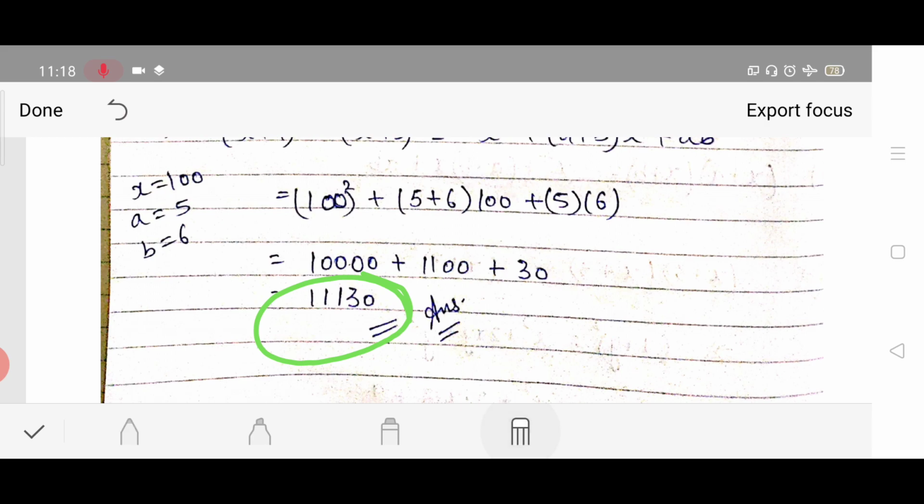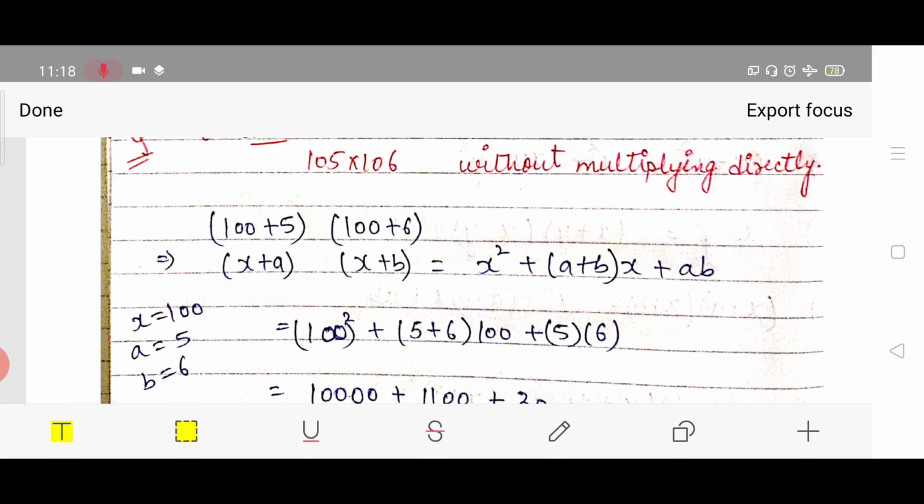So what we have just done in this question is use the simple identity (x plus a) into (x plus b). If you know which identity to apply in the question, then the question will become very easy for you. So for this you just have to remember all the identities, so that you do not have to turn the pages again and again to see the identity. You just have to remember all the identities. Now moving on.